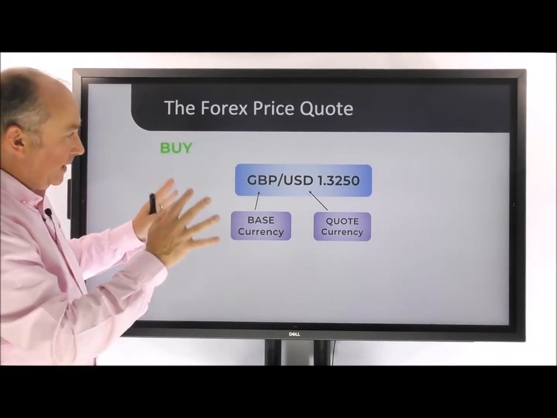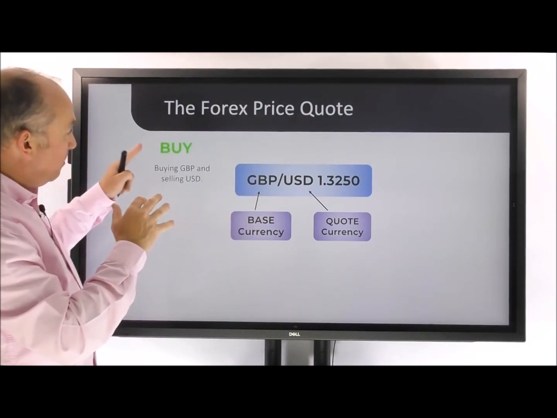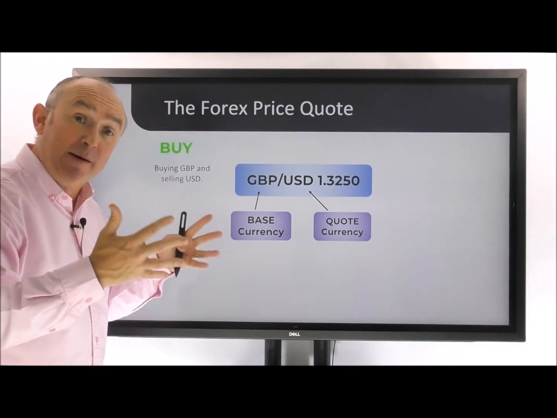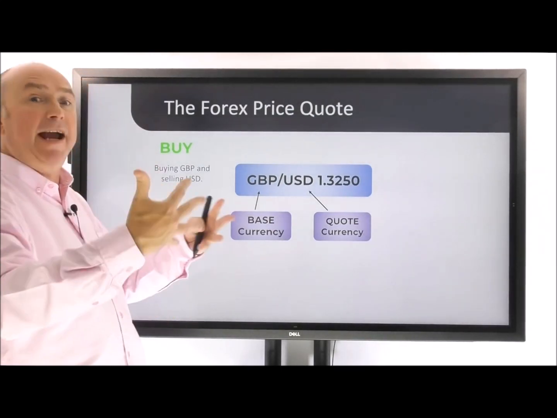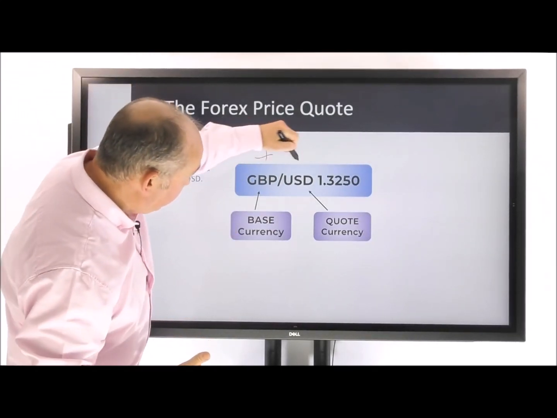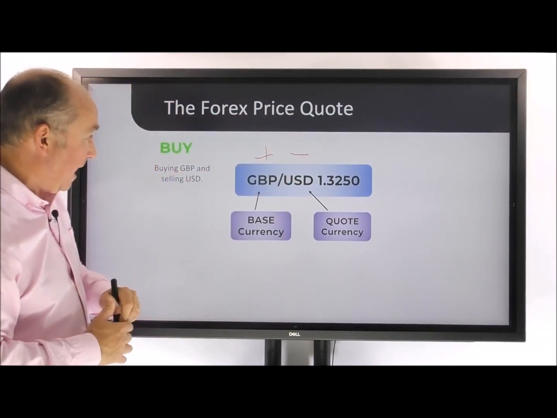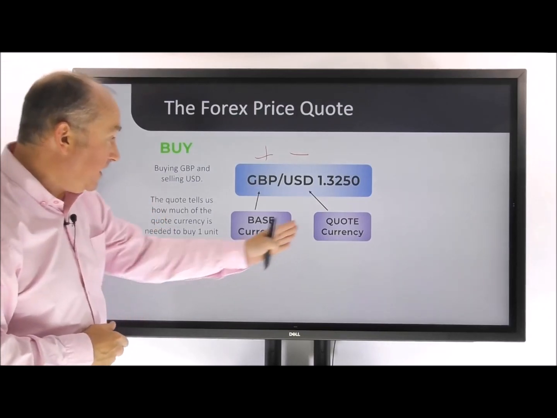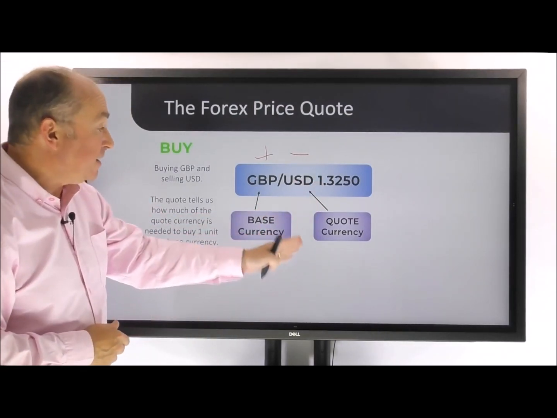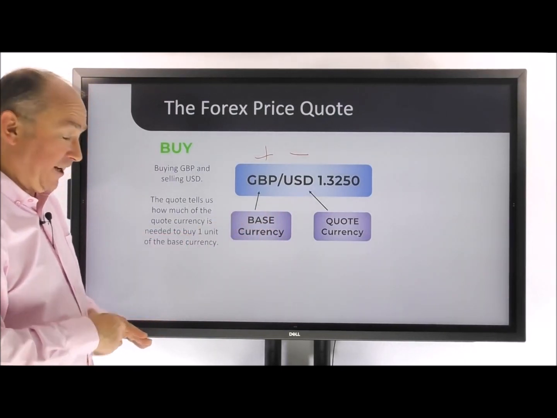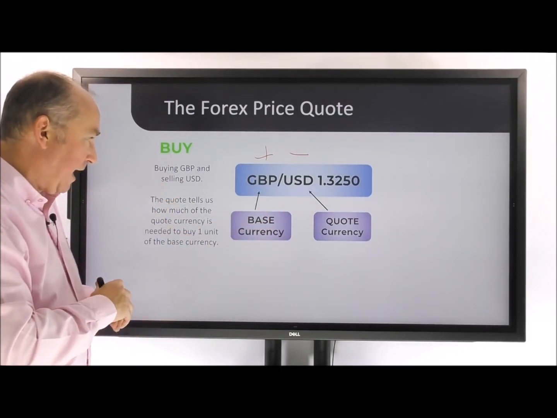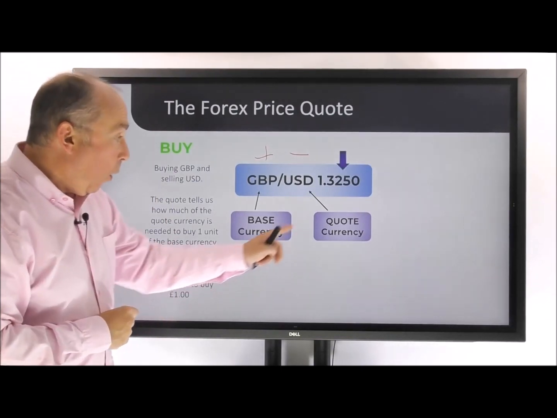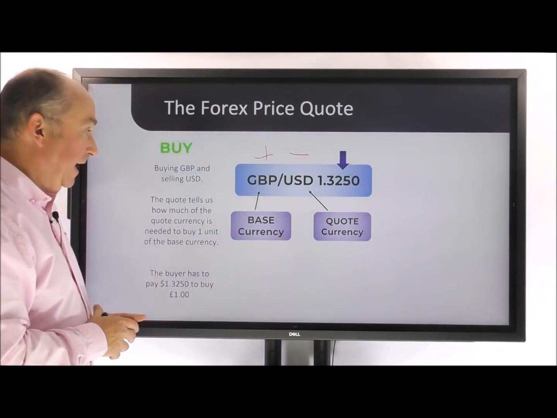Now if you're buying the pound US dollar, it means you're buying the pound and you're selling the US dollar. So whatever you're doing to the currency pair, you're doing basically to the first currency. So if you're buying the pound dollar, it means you're buying that currency and you're exchanging it for that currency there. And the quote currency tells us how much of this currency, the US dollar, is needed to buy one of the base currency. I know this sounds a bit confusing. It will become a lot clearer when you actually look at the prices on a chart. So for example, in this example, the buyer has to pay $1.3250 to buy £1.